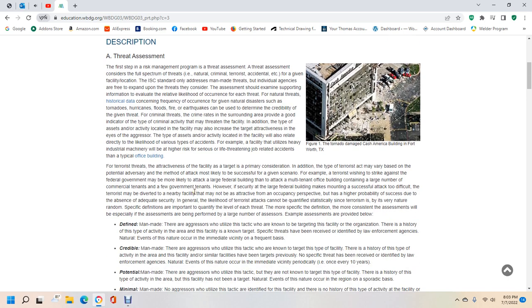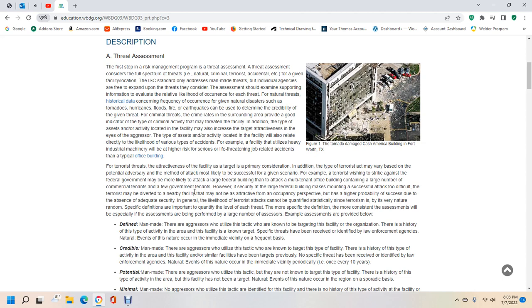For terrorist threats, the attractiveness of the facility as a target is the primary consideration, in addition to the type of terrorist attack based on the method the potential adversary is most likely to use successfully given the scenario. For example, a terrorist wishing to strike against the federal government is more likely to attack a large federal building than a multi-tenant office building containing a large number of commercial tenants and fewer governmental tenants.